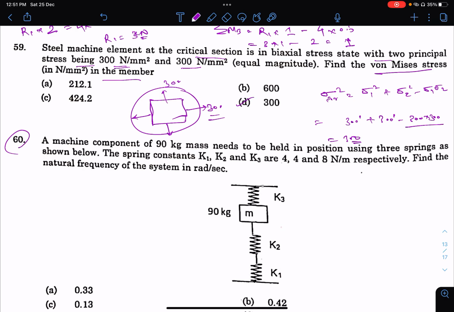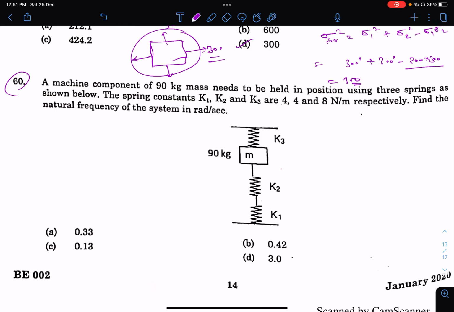Next question is 60. A machine component of 90 kg mass needs to be held in position using 3 springs. The spring constants K1 is 4, K2 is 4, K3 is 8. Find the natural frequency of the system.